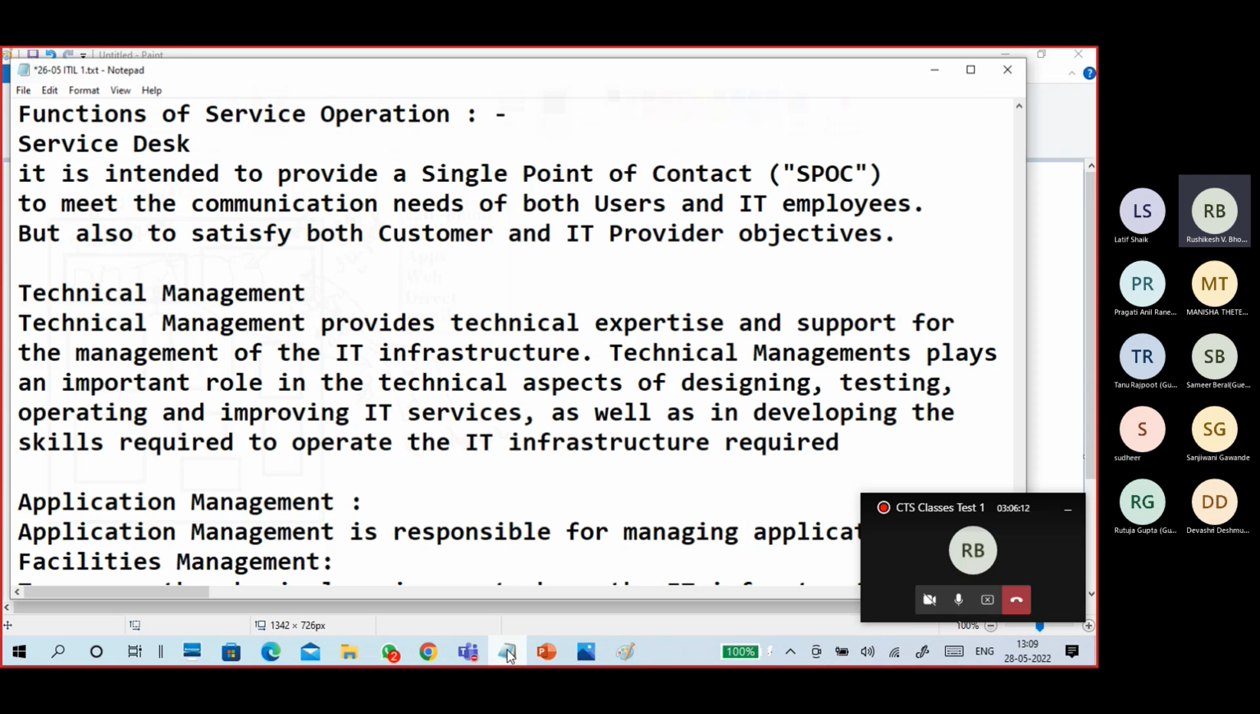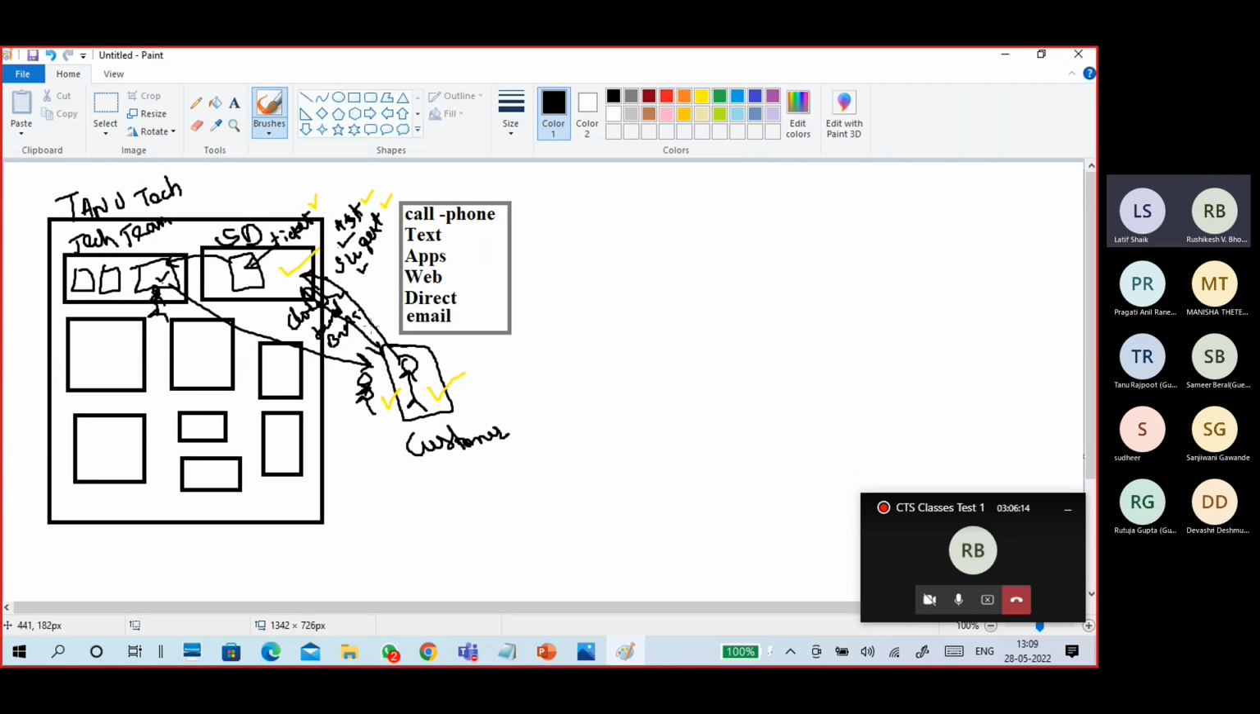Yes, sir. Okay, so I am not contacting the technical team directly. Our technical team doesn't know where I am located or what my issue is. What I do is contact the service desk, and the service desk contacts the technical team. The technical team takes the information from the service desk and goes and fixes it. So this service desk is called a single point of contact.